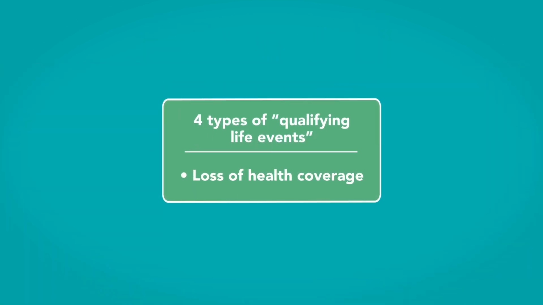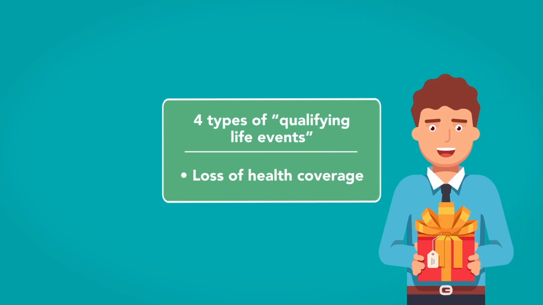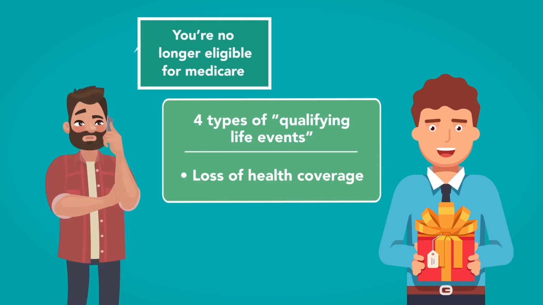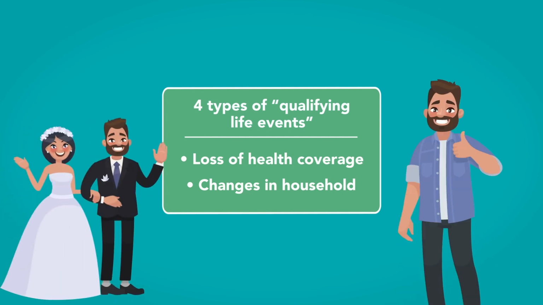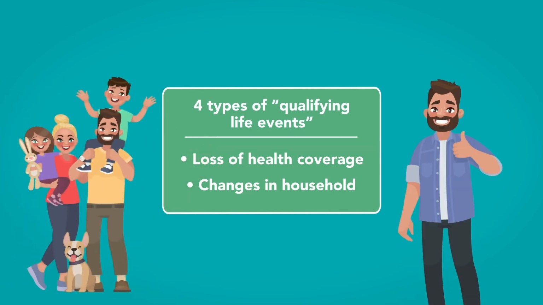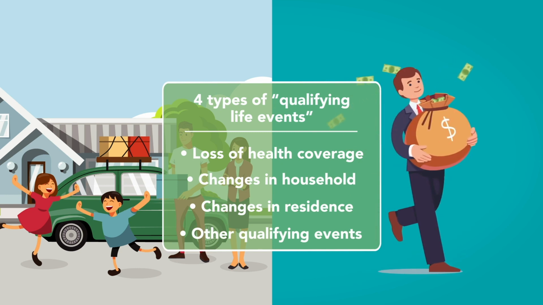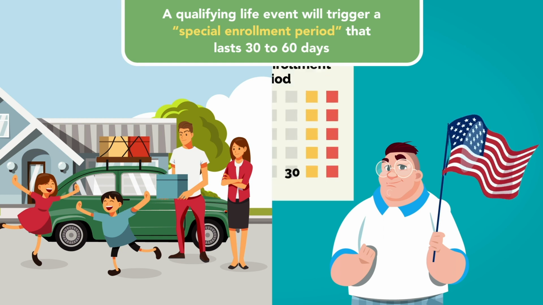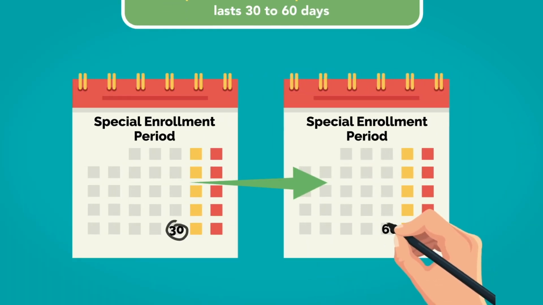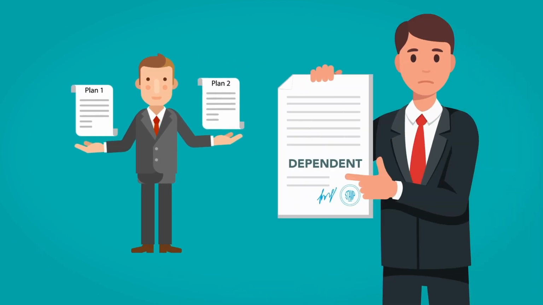Loss of health coverage. Examples of these events include when a person turns 26 years old and loses coverage through a parent's plan, or if a policyholder loses Medicare eligibility. Changes in household. A policyholder may marry, divorce, or have a child, thereby needing a change to a health insurance plan during the benefits year. Changes in residence and other qualifying events, such as changes in income or becoming a U.S. citizen. A qualifying life event will trigger a special enrollment period that lasts 30 to 60 days. During this time, a policyholder can select a new plan or add a dependent to a plan.